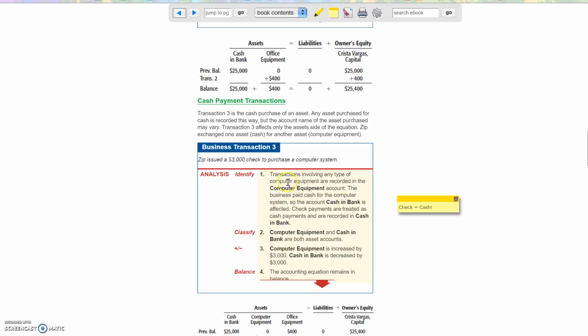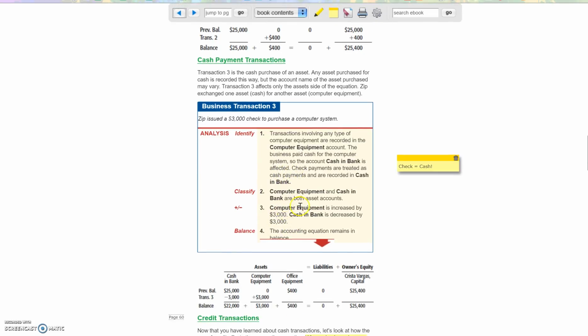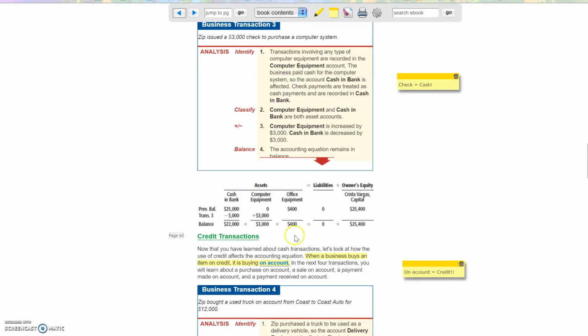So the 2 accounts are going to be, we're going to classify this as computer equipment by looking at our assets. That's the most closely connected. And then we paid with a check, so we wrote it for cash. Both are assets, so they're both on the left side of the equation, and the way that works is computer equipment is increased, but cash is decreased, so it's a net on the left side.